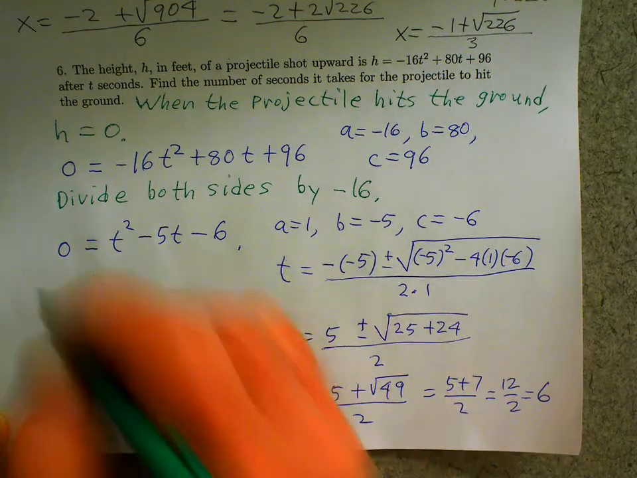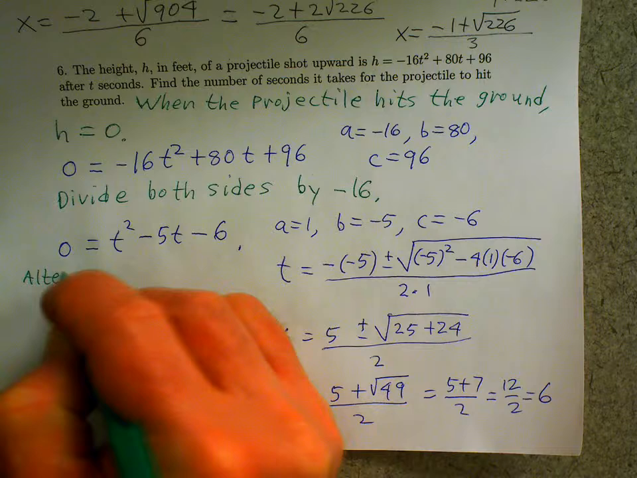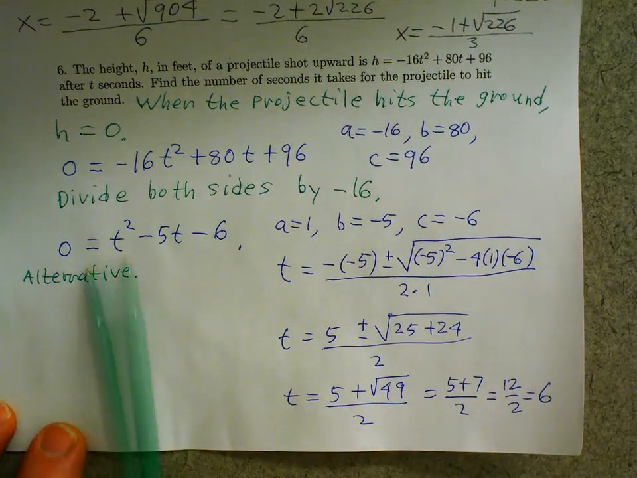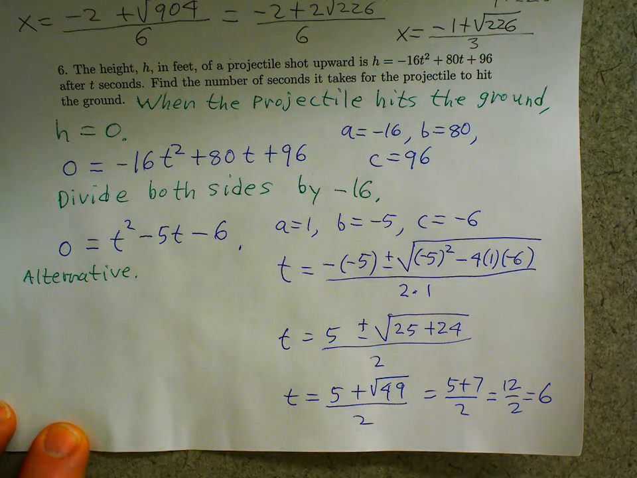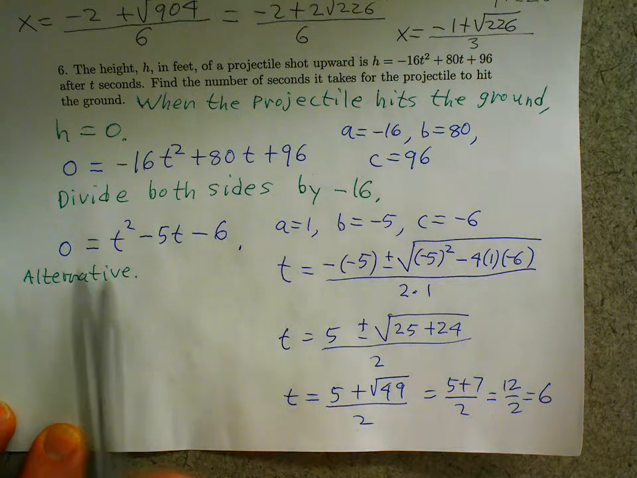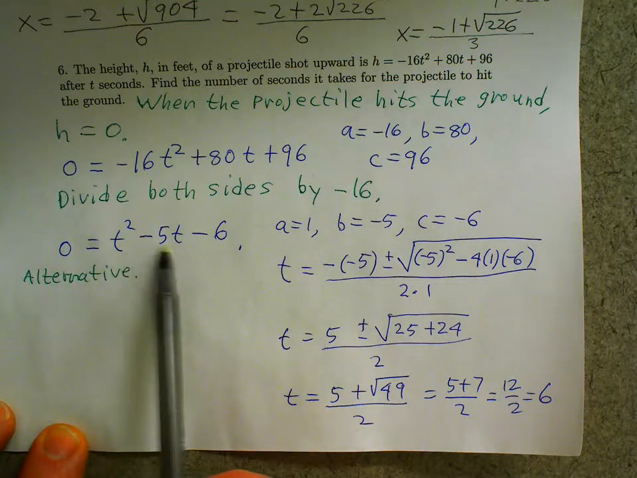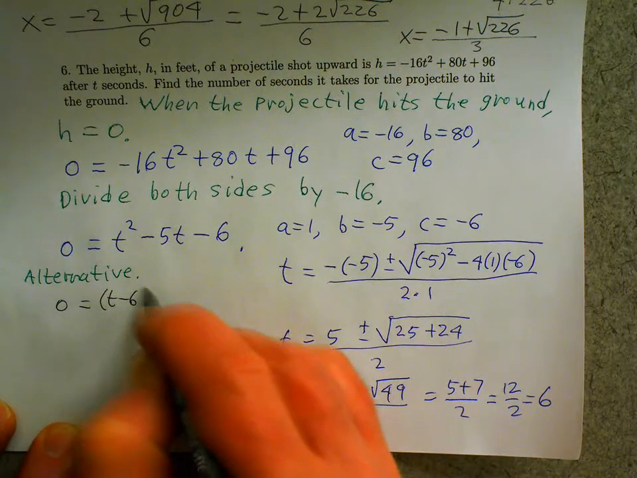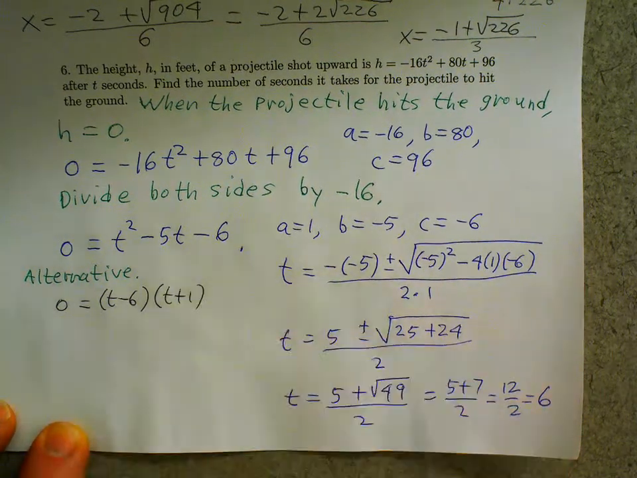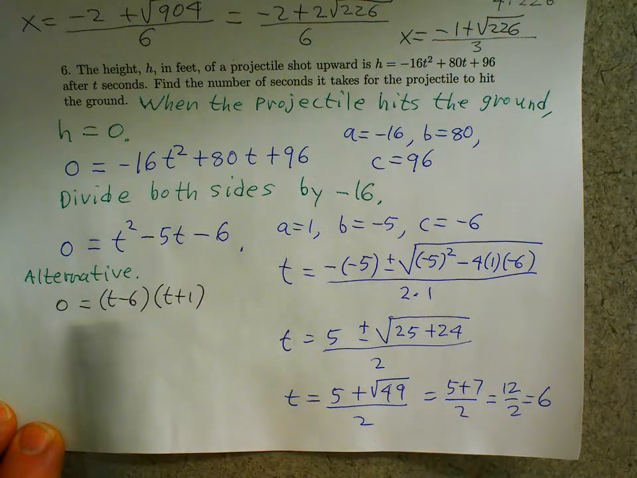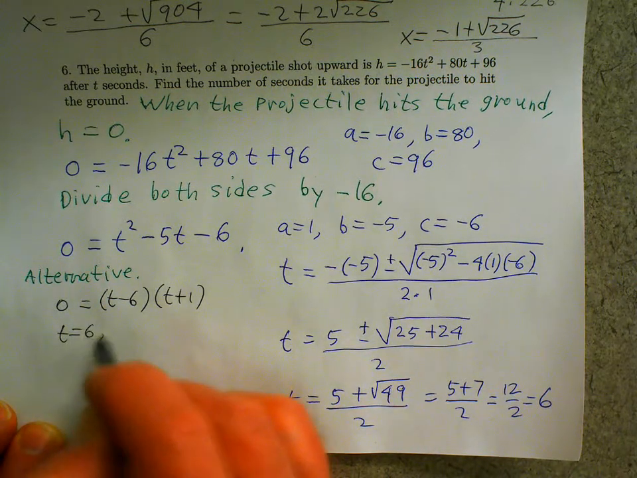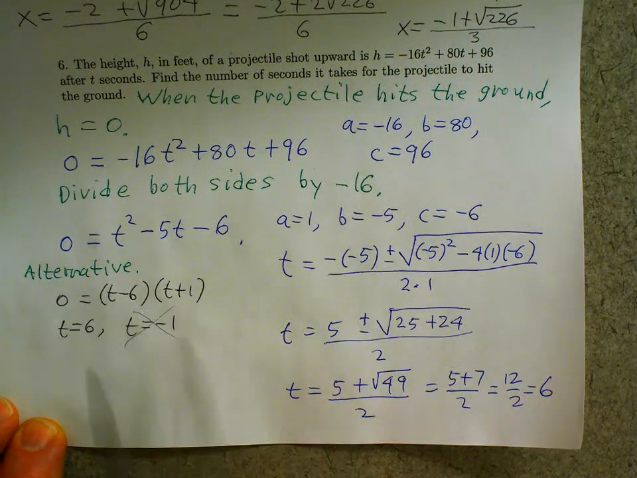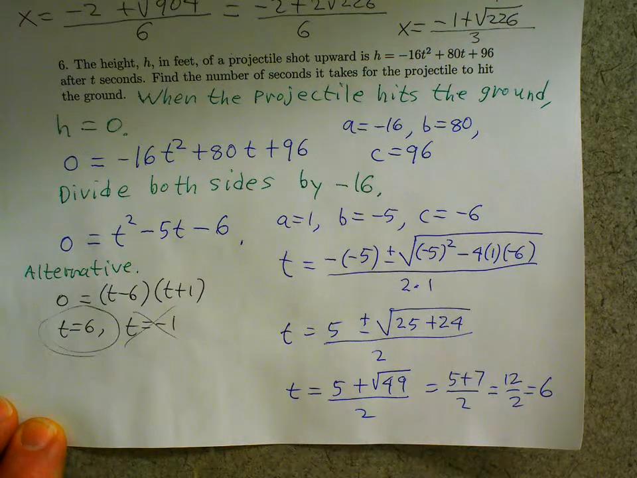An alternative: oftentimes we have more than one way to solve an equation. We can solve this one by factoring. If 0 equals t to the second minus 5t minus 6, one factor is t minus 6, and the other one is t plus 1. This equation has two solutions. One is positive 6, the other one is negative 1. But in this problem, the solution that makes sense is the positive solution.